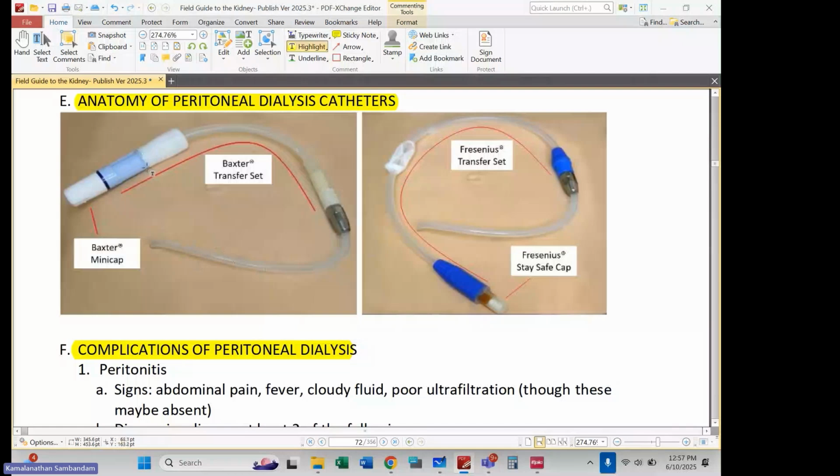So I'll draw up your TPA. Okay, do that for me. I'm going to unscrew the mini cap. This is simply a Luer lock. I connect that syringe with the TPA in it to this. Okay, I twist this to open it. I inject the TPA. I need to replace this ideally with a fresh mini cap.